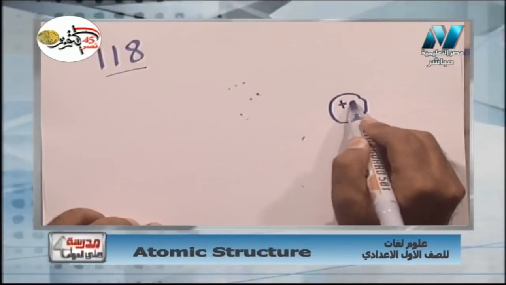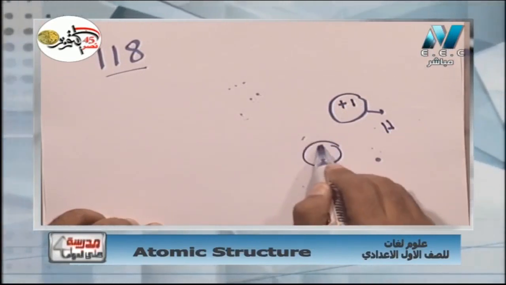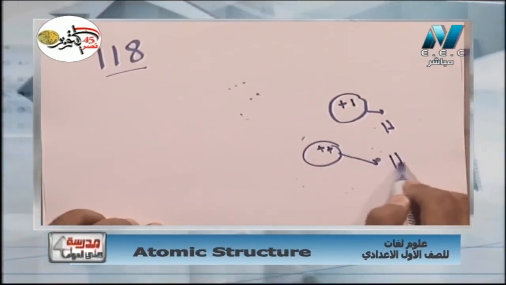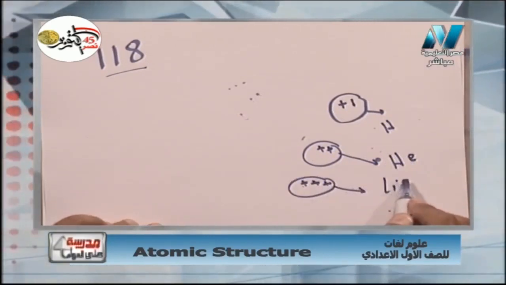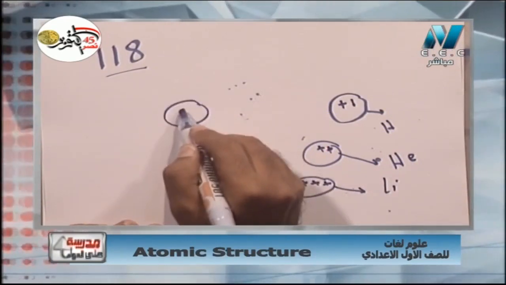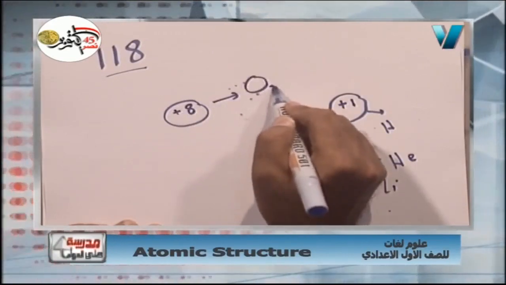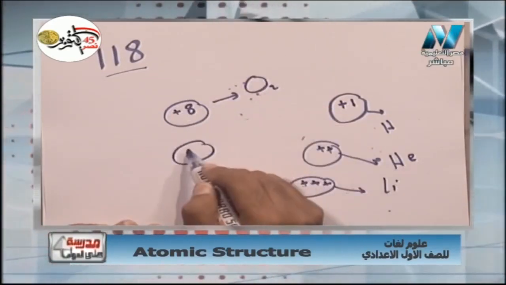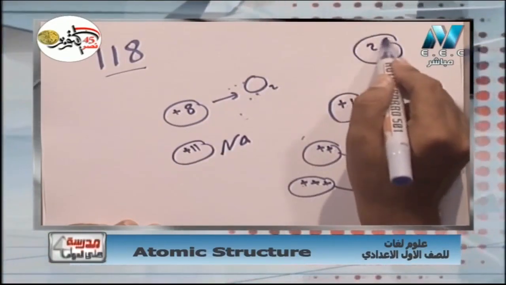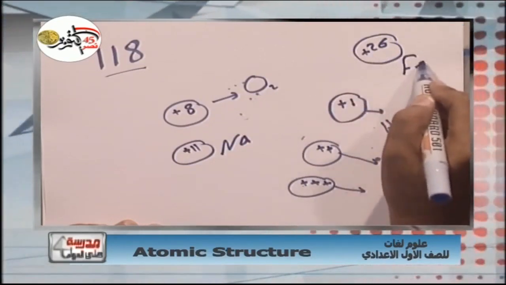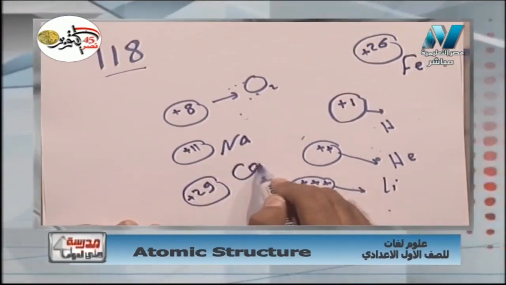If the number of protons is 1, it is hydrogen. If the number of protons is 2, it will be helium. If it is 3, it will be lithium. If the number of protons is 8, it will be oxygen. If it is 11, sodium. 26, it's iron, and so on. 29, it is copper. Okay?